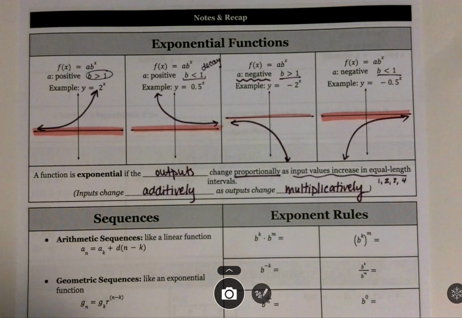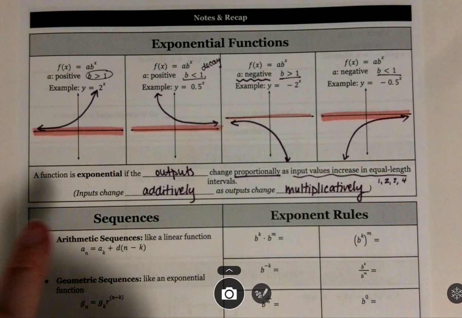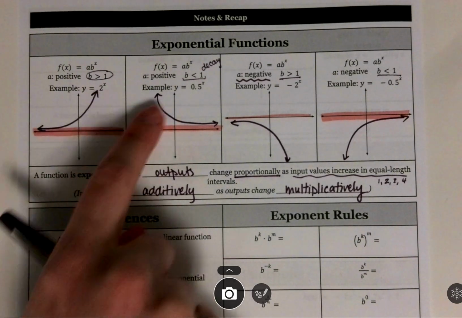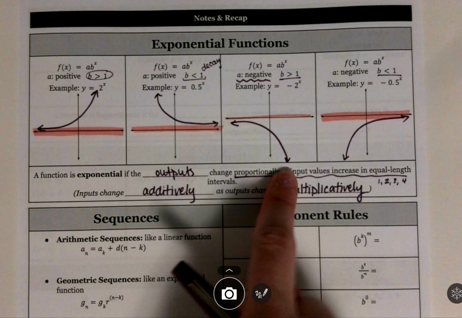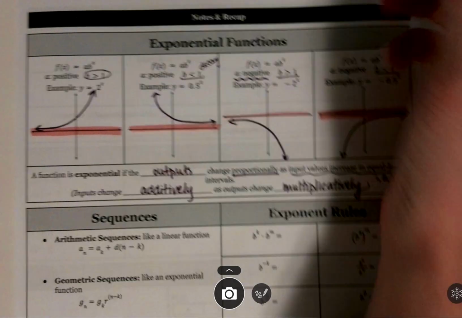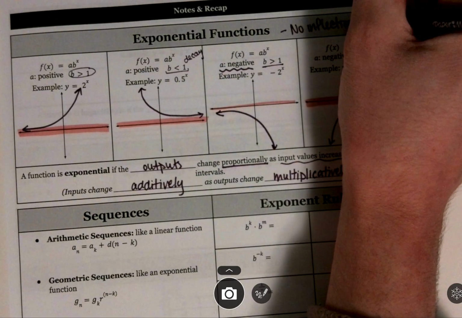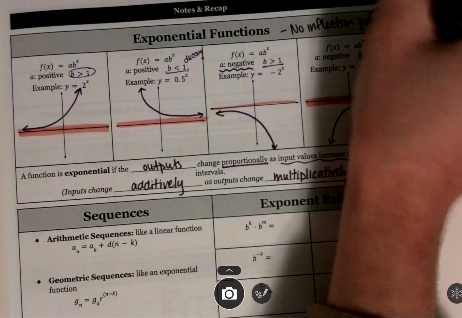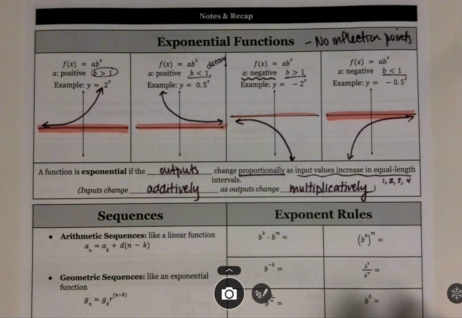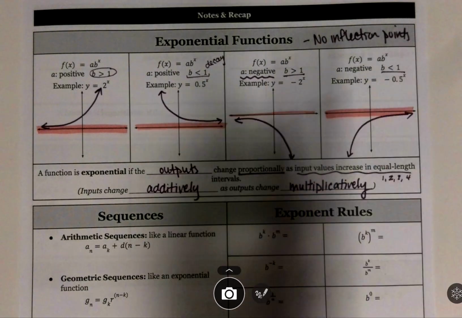One thing about exponential functions is they're either going to be concave up, so this is concave up, this is concave up, and then this is concave down, concave down. And so there are no inflection points, because by definition, an inflection point is when our concavity switches. If we only have concave up or concave down, it never switches, which means there are no inflection points.